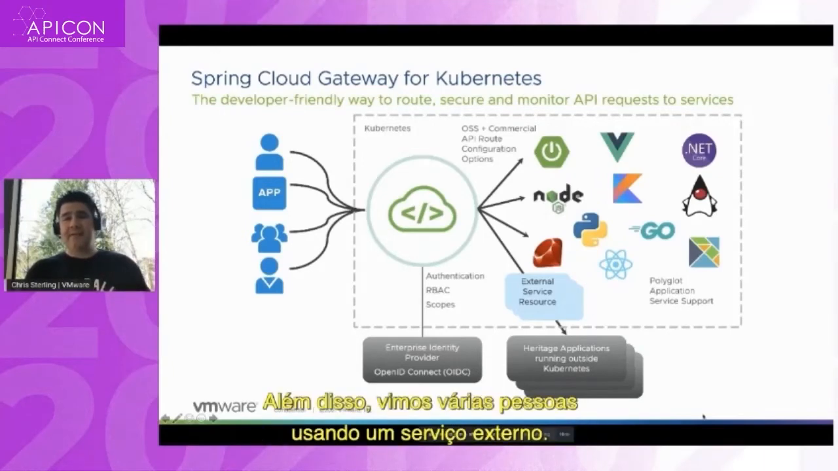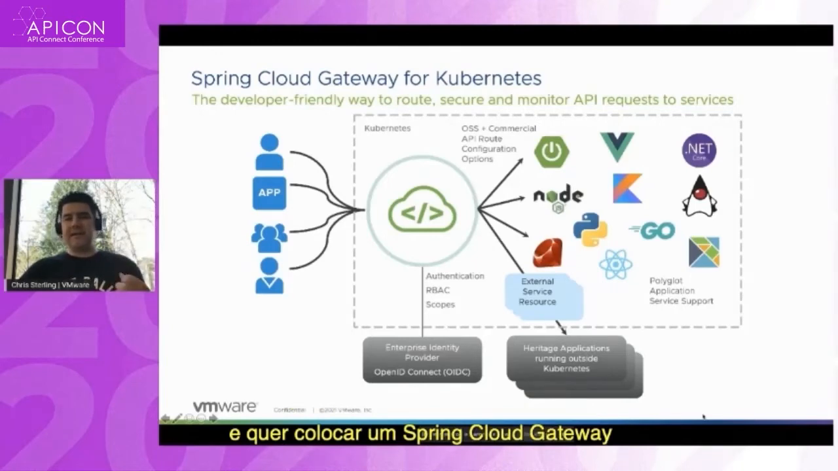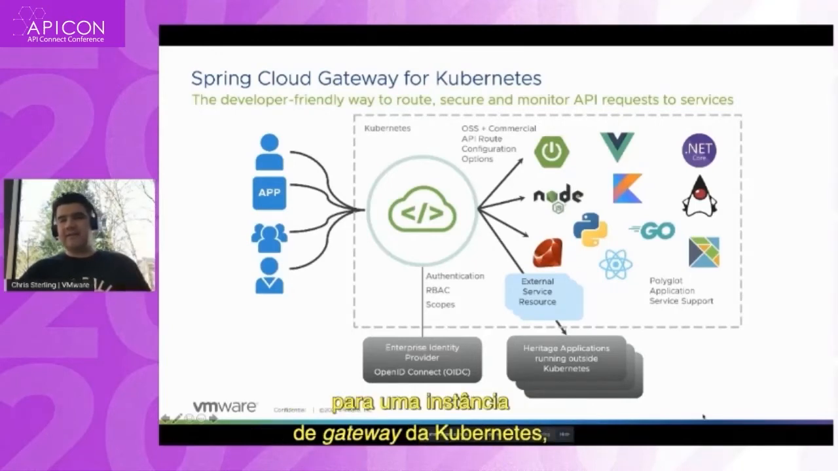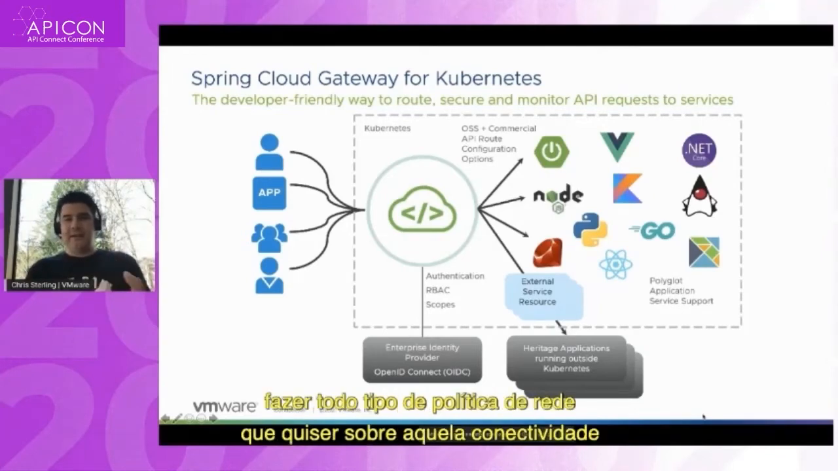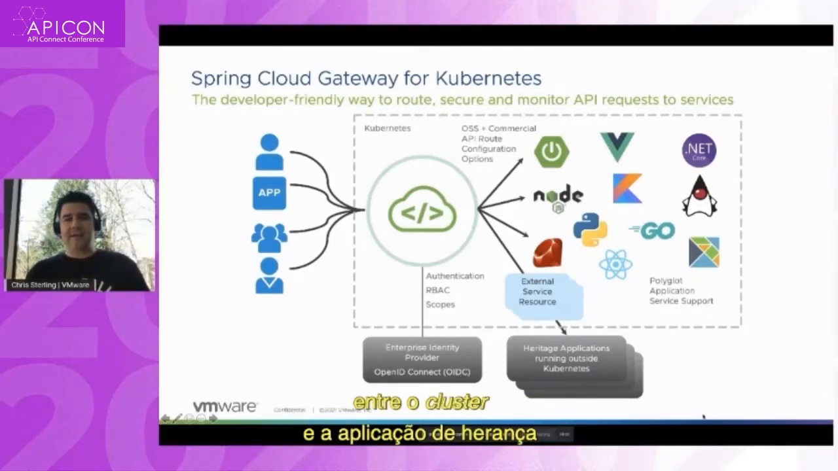On top of that, we've seen a lot of folks using an external service. So you might have a heritage application running on a VM somewhere, and you want to front it with a Spring Cloud Gateway for Kubernetes gateway instance. And what you could do is create an external service on the cluster, do all of the network policies that you want around that connectivity from the cluster to that heritage application. And you can then route traffic through the gateway to that application running off platform.